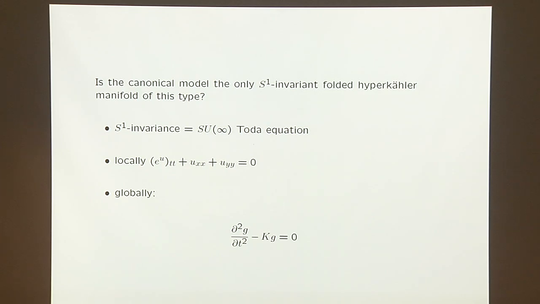So I'm on a Riemann surface, and I'm looking at a metric which depends on a parameter t and satisfies this equation, where K here is the Gaussian curvature. So the question is: is the only solution to this equation on a surface, the only solution which satisfies the right boundary conditions in order to define a hyperkähler metric of the type that I'm talking about, the hyperbolic metric?